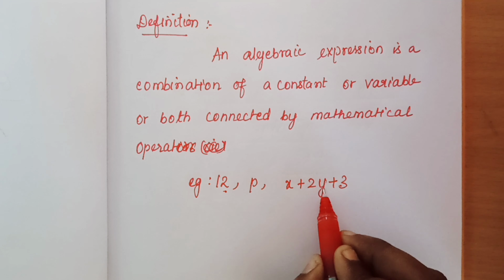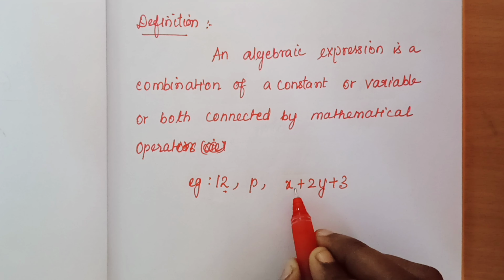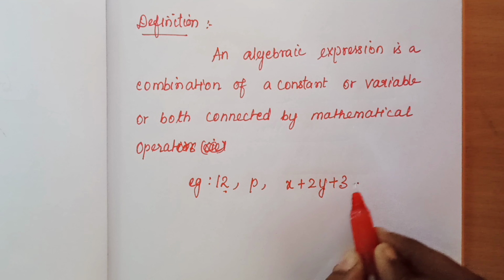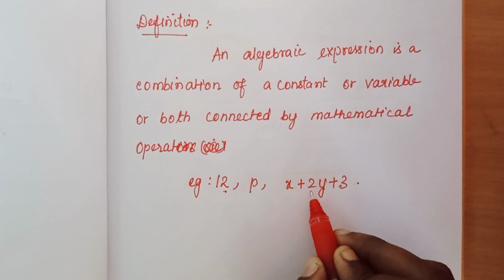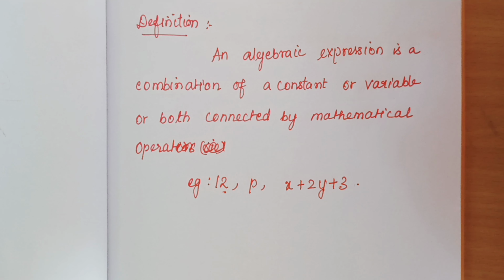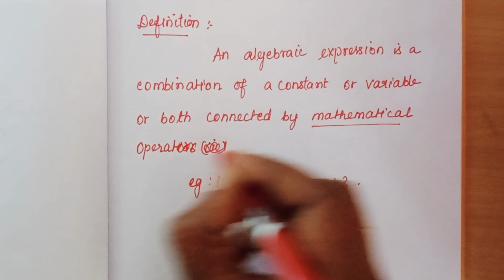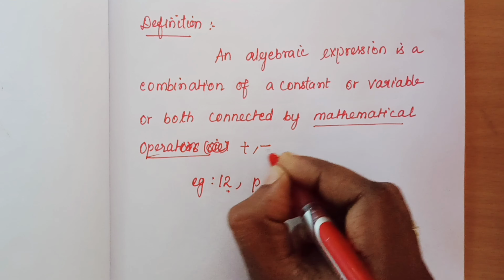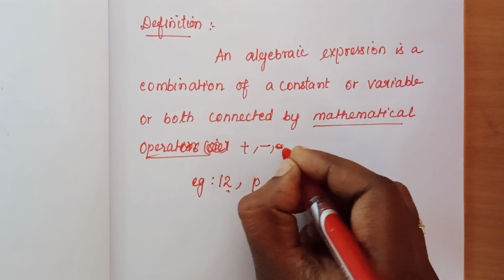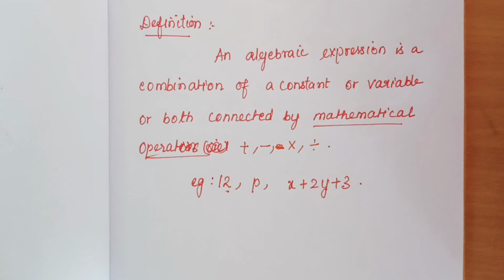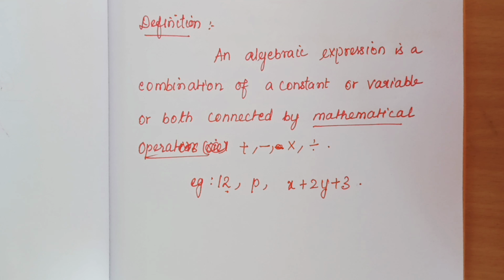You all have a variable here. Yes, you have a variable. Then you have a constant here. You have a constant and coefficients. So these are called an expression. An algebraic expression is a combination of a constant or variable or both connected by a mathematical operator. A mathematical operator is nothing but plus, minus, multiplication, into, and division. Clear?